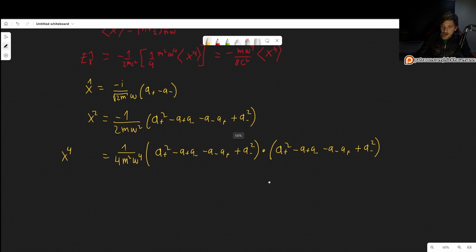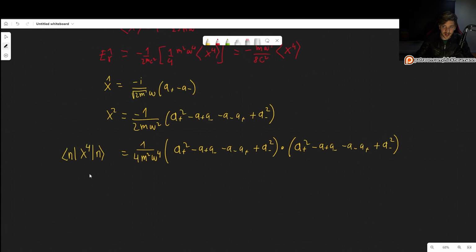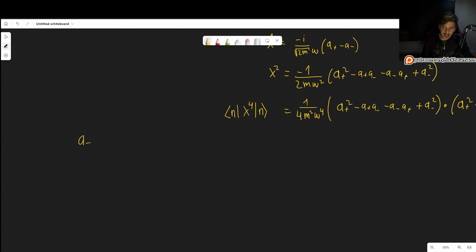But notice that our goal is to apply this to some state n and then take the expectation value with that same n. And why do I say this? Because as we saw in the last couple of videos where we worked with raising and lowering operators, just to make it very explicit, I will write it here. If we have a plus acting on psi n, we get square root of n plus 1 h bar omega times psi n plus 1. And if we have a minus acting on psi n, we get square root of n h bar omega psi n minus 1.